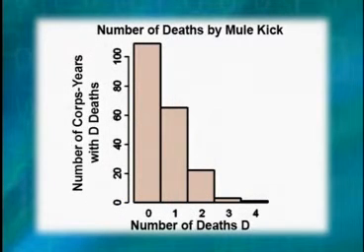This graph displays data about deaths by mule kicks in the Prussian army. The study involves about 10 corps of the Prussian army, each followed over a 20-year period, for a total of 200 corps years. In 109 of those corps years, happily, no soldier died from being kicked by a mule. In 65 corps years, 1 soldier was killed. In 22 corps years, 2 soldiers were killed. In 3 corps years, 3 soldiers were killed. And in one very sad year, a single corps suffered 4 deaths from mule kicks.